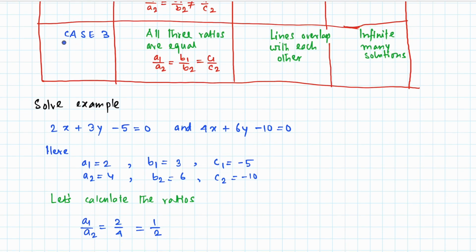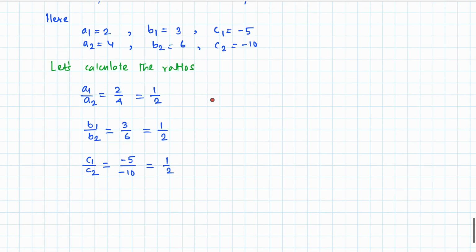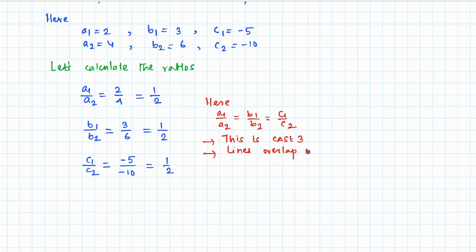So what can we conclude? We can conclude that it is falling under case 3. All the ratios are equal, so the lines overlap and there will be infinite solutions. See how, if you keep this table in mind, you can easily solve this kind of problem. Here a1 by a2 equal to b1 by b2 equal to c1 by c2. So this is case 3, lines overlap with each other in the graph, and this will provide infinitely many solutions.